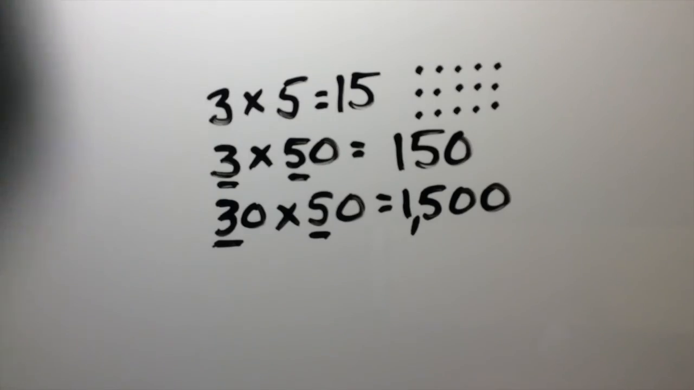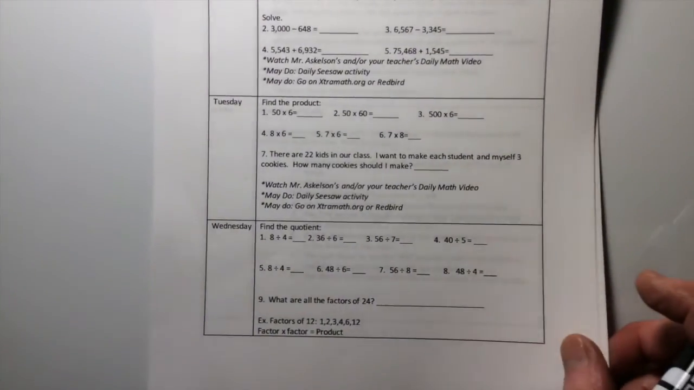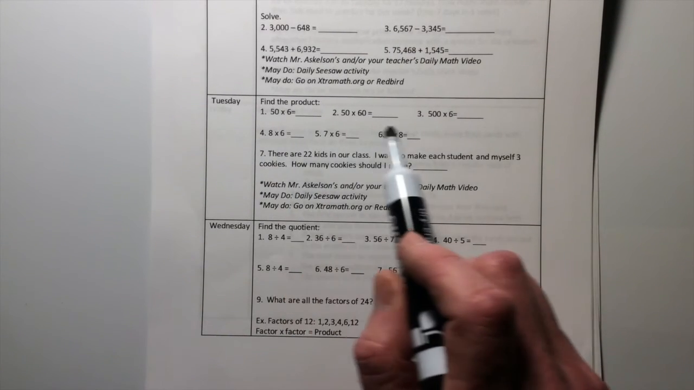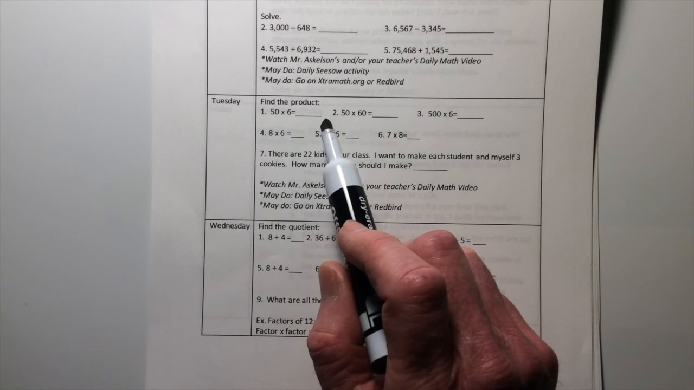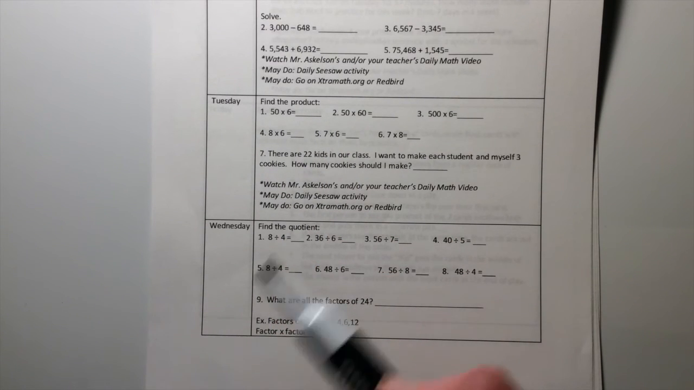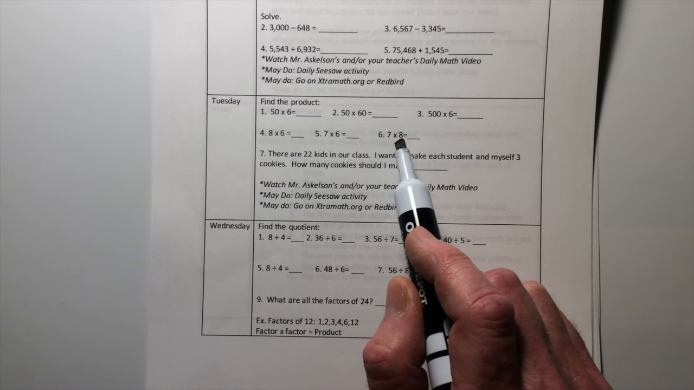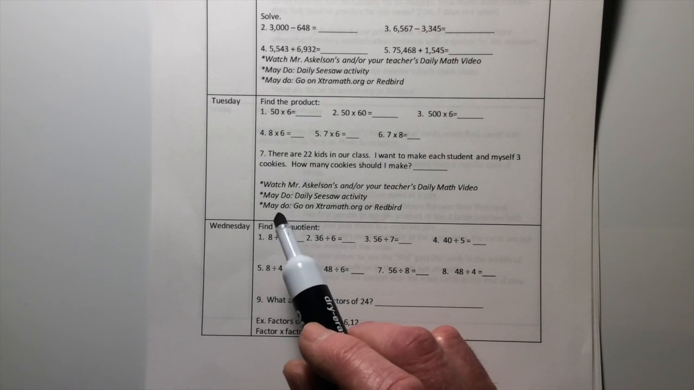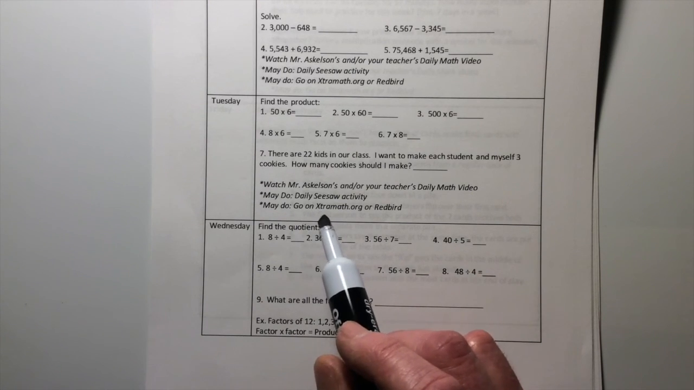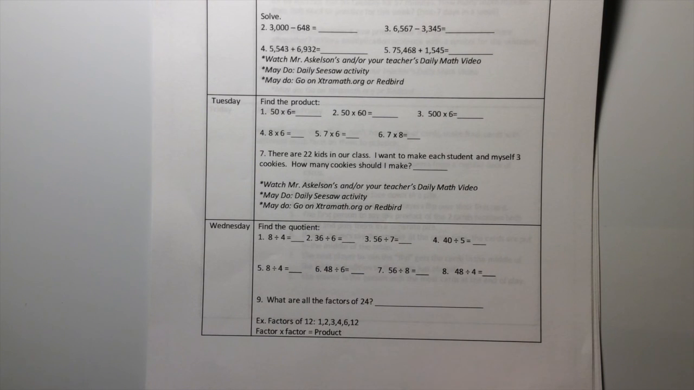So going back to today, it says find the product, and you'll see some of those multiplication problems up here that are a little bit bigger, where you're going to have to look for the basic fact. Here's just some basic multiplication problems, and then a story problem that you can read through. Try to use your cube strategy and solve that. It does say there's a seesaw activity. Go on extra math to practice those basic facts.